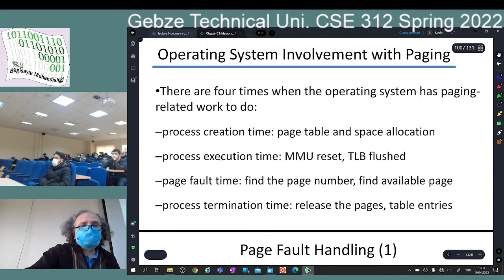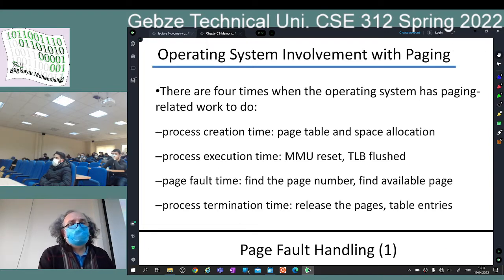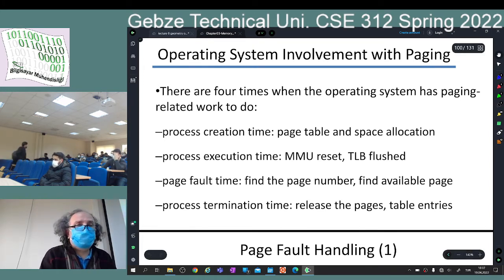During the process execution time, whenever the context switch happens, of course, you need to save the process page table, and you need to load that back again. You need to reset the MMU. You need to flush the TLB so that you don't carry any data from one process to another process. That happens during the program execution time when the context switches happen.